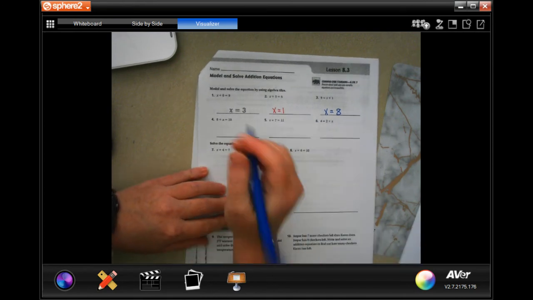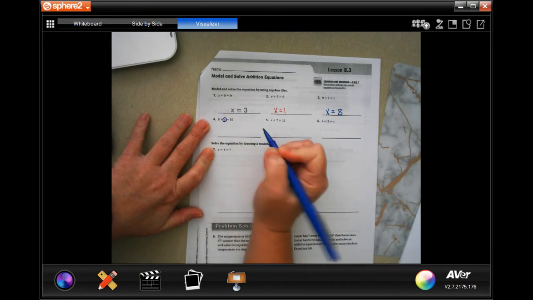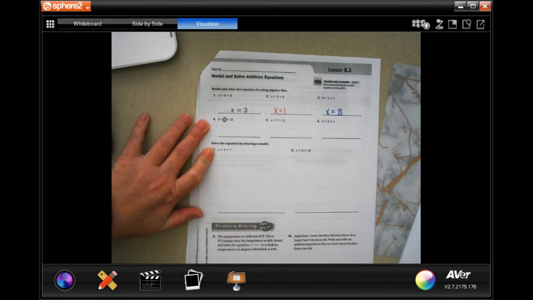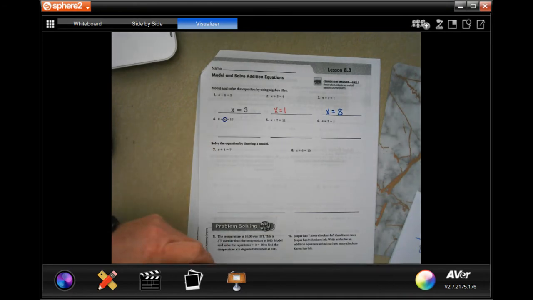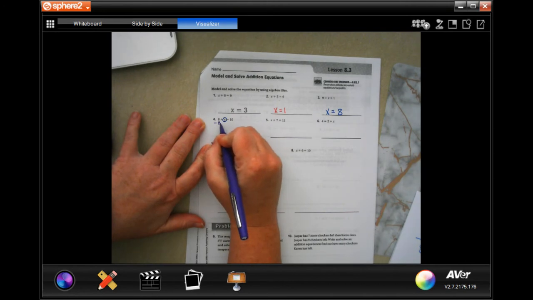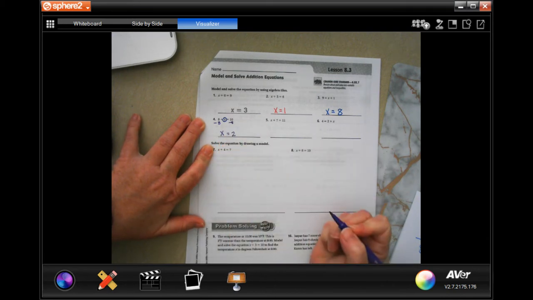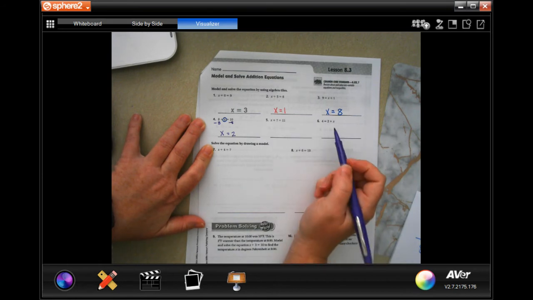I'm going to do it right on here. It says 8 plus x equals 10. I want to get x alone. So I need to subtract 8. And whatever I do to this side of the equal sign, I have to do to this side. So I'm going to subtract 8. Then I just have x, and 10 minus 8 is 2. You guys do 5 and 6.